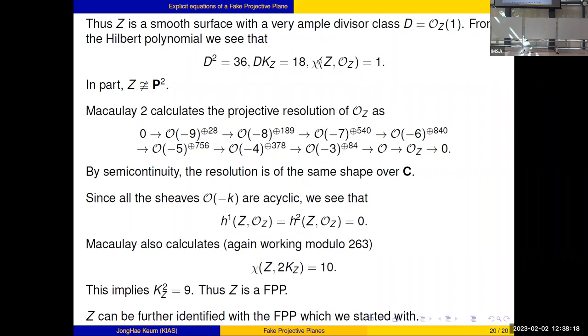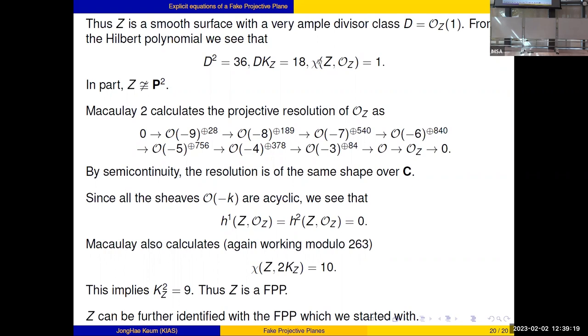And then Macaulay 2 calculates the projective resolution of the structure sheaf that follows here. Here O means the structure sheaf of P9. And then you see already O(-3) to the 84. Here we have 84 cubics there. And by semicontinuity, the resolution is of the same shape over C, the complex numbers. Well, and also you see all these sheaves are acyclic. You see the number is up to negative 9. So these sheaves are acyclic on P9.